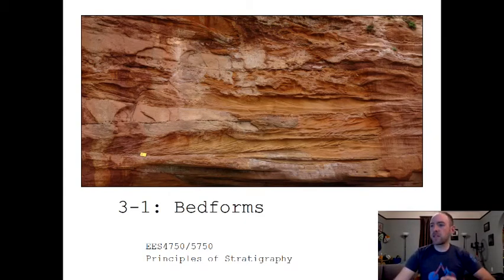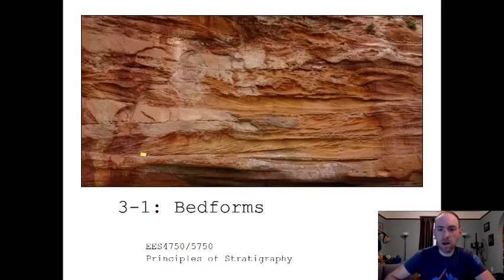All right, for the next set of topics this week, we're going to talk about bedforms and sedimentary structures. Again, I'm going to break this up into two lectures. The first one will talk about bedforms and the different processes or the different flow conditions that generate different types of bedforms. And then in the next lecture, we will talk about the types of structures that get created by bedforms and by other types of sedimentary processes.